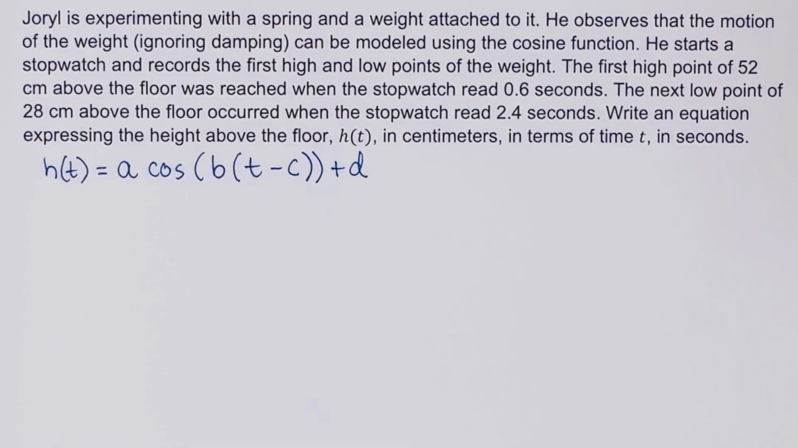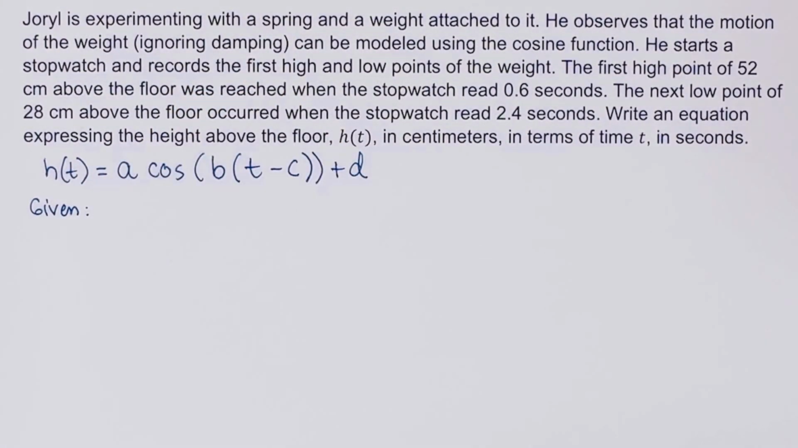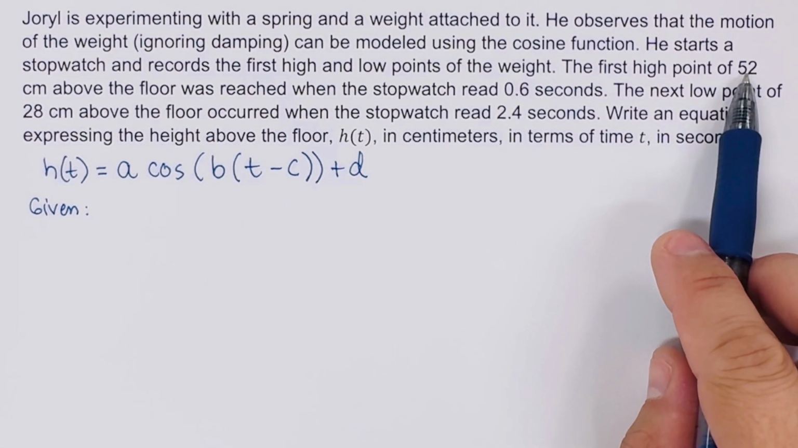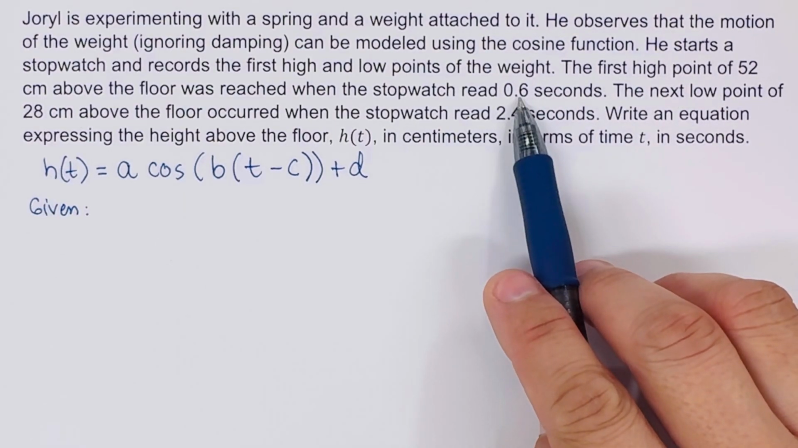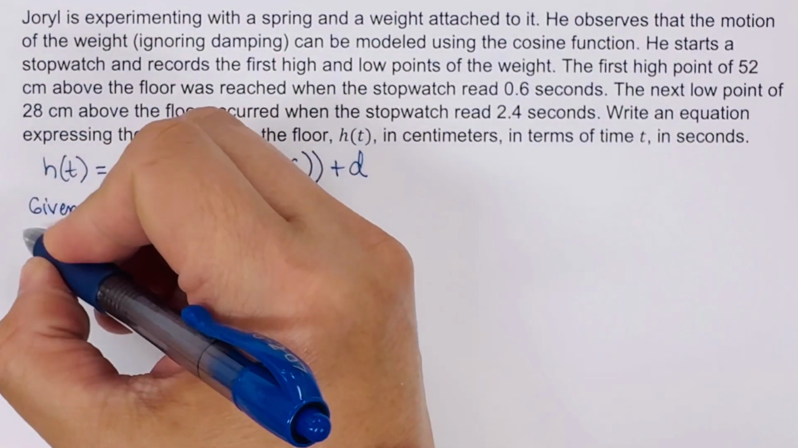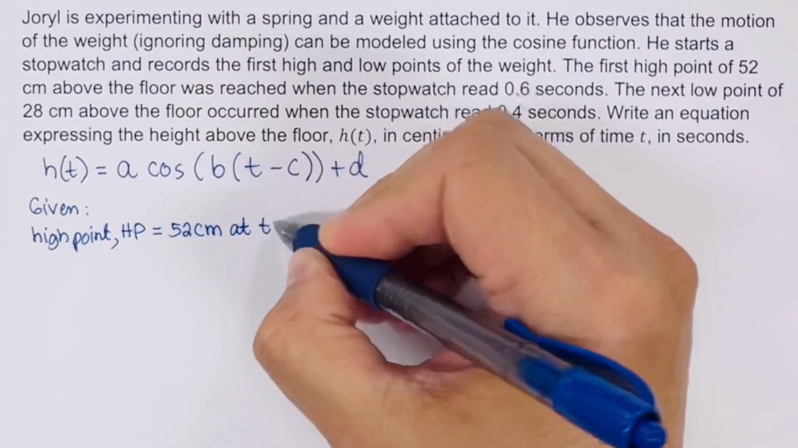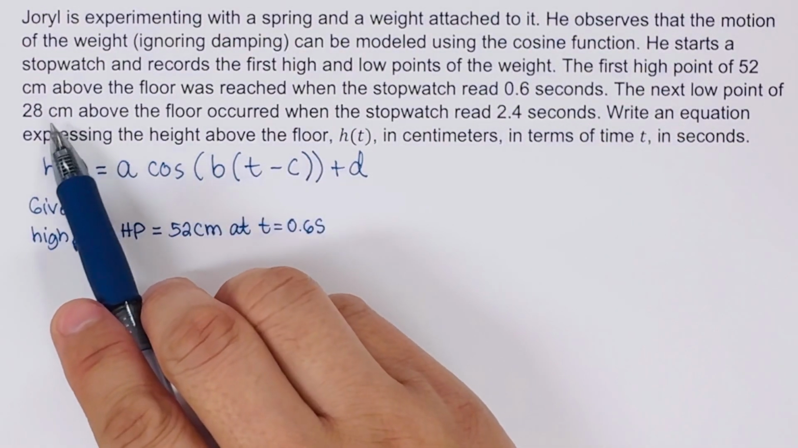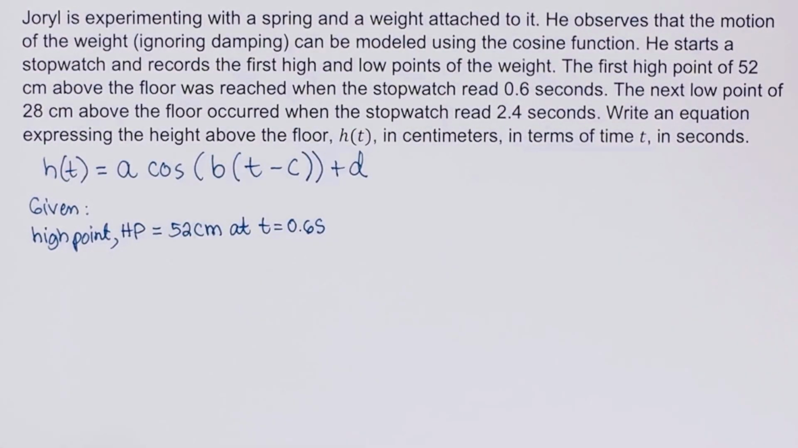So let's go ahead and write the given variables here. So the first given is the highest point located at 52 centimeters above the ground at time of 0.6 seconds. So I'm going to go ahead and write that down here. We also have the low point, which is located at 28 centimeters at 2.4 seconds.